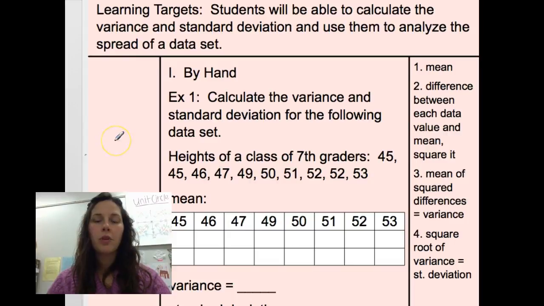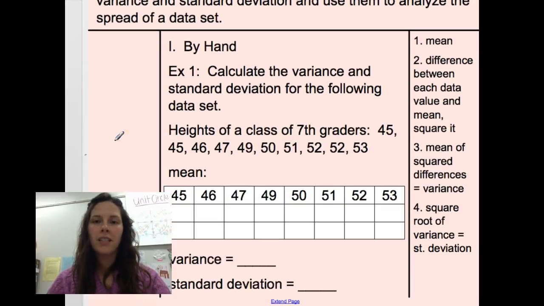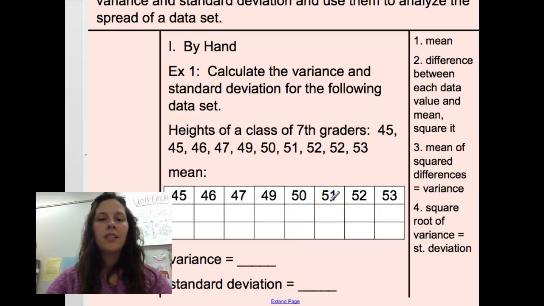In our first example, we're going to be finding the standard deviation by hand. It is a little bit cumbersome. There is also a way to do it on your graphing calculator, which I'll show you next, and we can go over that in class when you have a graphing calculator in your hand as well. So, first you start by calculating the mean. So for this class of 7th graders, the average height is 49 inches.